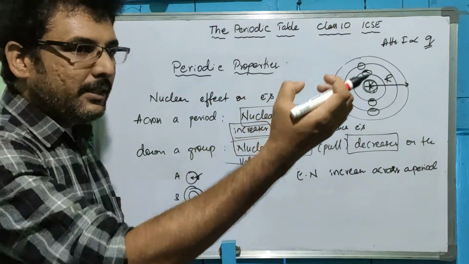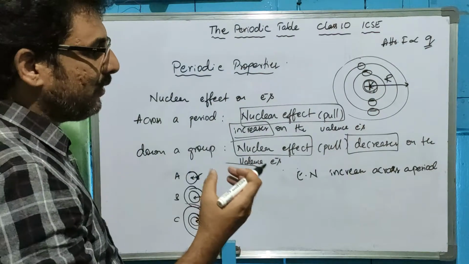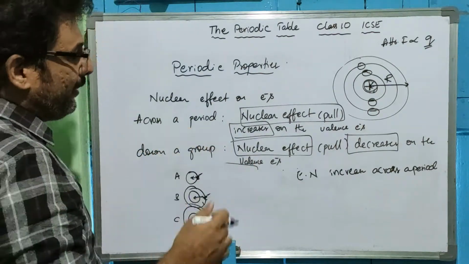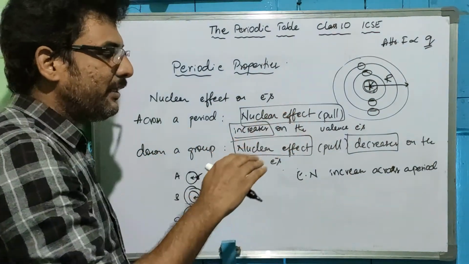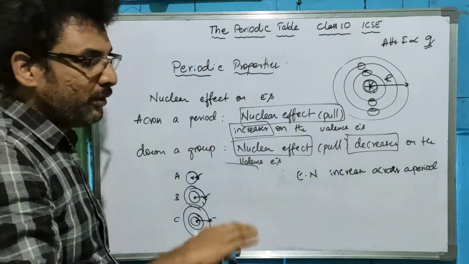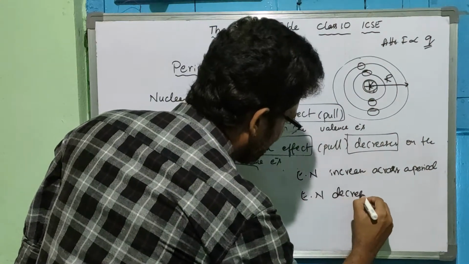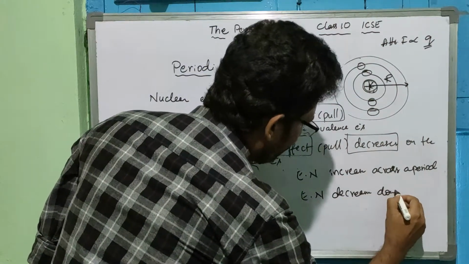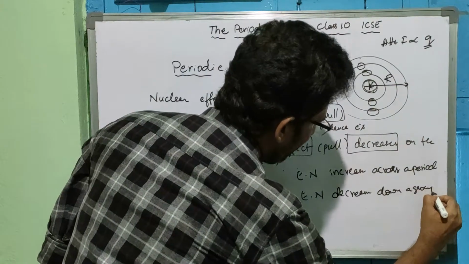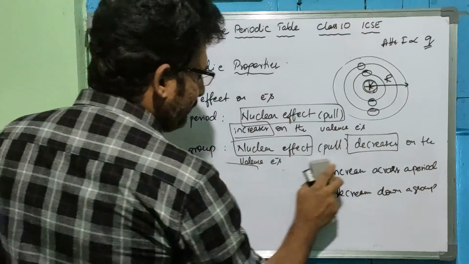The attraction or pulling of electrons is called electronegativity, but the nuclear pull on the valence electron is going to decrease down the group. So electronegativity decreases down a group. And let's see the next periodic property.